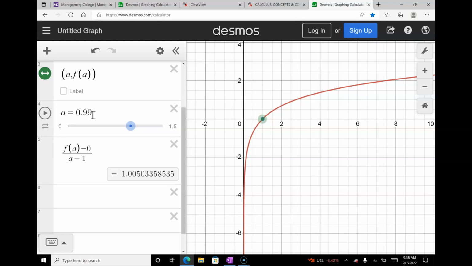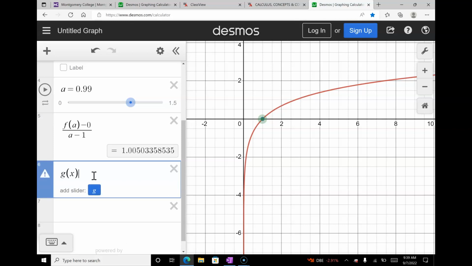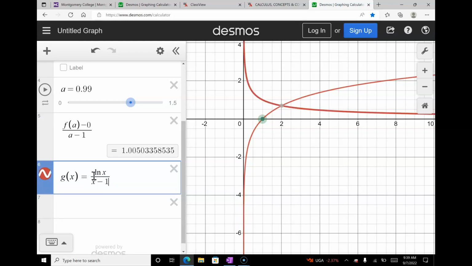So you don't have to do that calculation by hand. Oftentimes I'll see students doing it by hand. You don't have to. You could create this function. Here's the better way to do it. I figured it out. Watch this. What's my upstairs function? I'm going to call it g of x. This is going to be my secant slope, equals ln of x divided by x minus 1. This will let me do it finally.